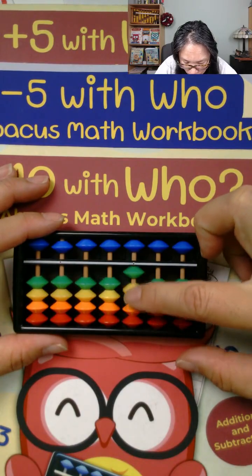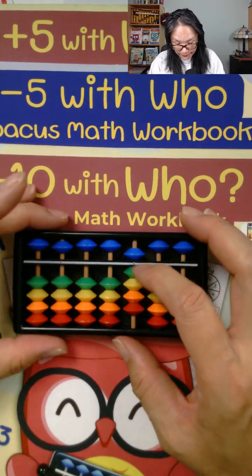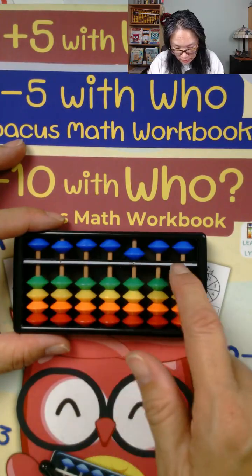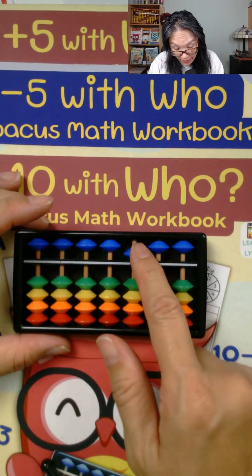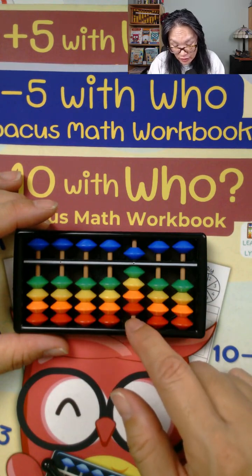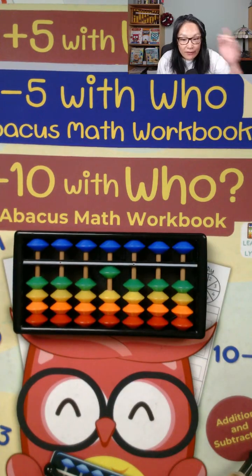We have 1, 2, 3, 4. And then we have 5. That's 5. Anytime the beads are touching the horizontal bar, this is the horizontal bar, this is what's being counted. So we have 5, we have 6, 7, 8, and 9. After 9, we have 10. That's it. Does anybody have any questions?